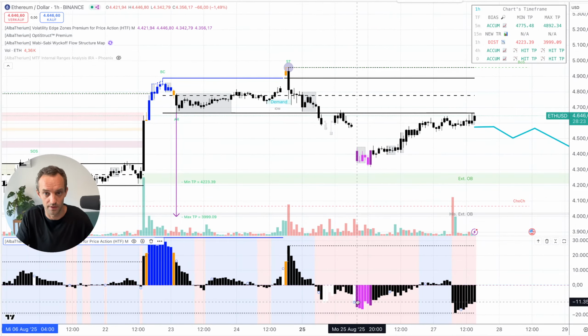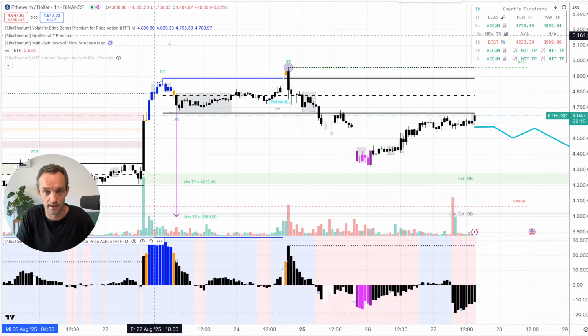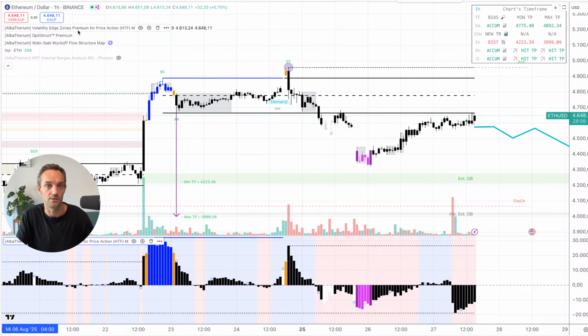It's not possible to see it, but you can see the candle if I deactivate the volatility zone edge. So that's the reason why there is this gap. It's just because I activated the volatility zone edge and I have a white candle on a white background.